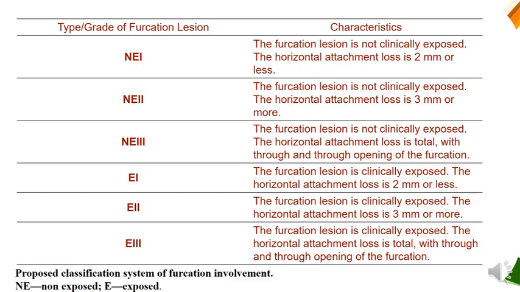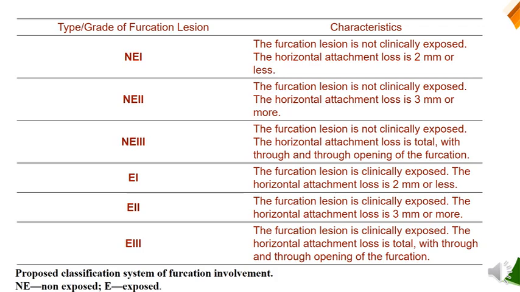Another proposed classification system for furcation involvement. Here we have non-exposed and exposed, and each of them is categorized into 3 subclasses. The non-exposed type 1 means the furcation lesion is not clinically exposed, but there is a horizontal attachment loss, which is 2 mm or less.